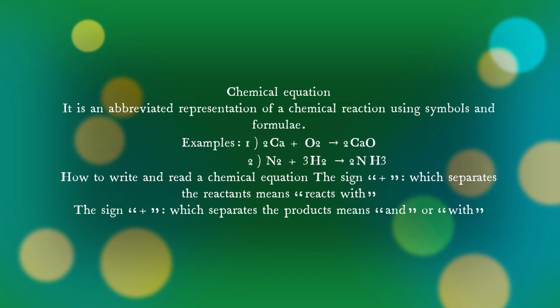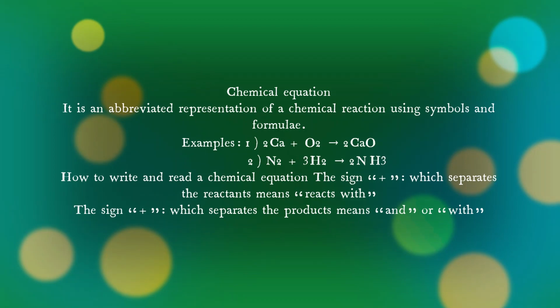So here we have the chemical equation, and it is an abbreviated representation of a chemical reaction. It means that a chemical reaction is a phenomenon, and the abbreviation or representation of the chemical reaction is what you call a chemical equation. The chemical equation is represented using symbols and formulas. So let's see how to write and how to read the chemical equation.